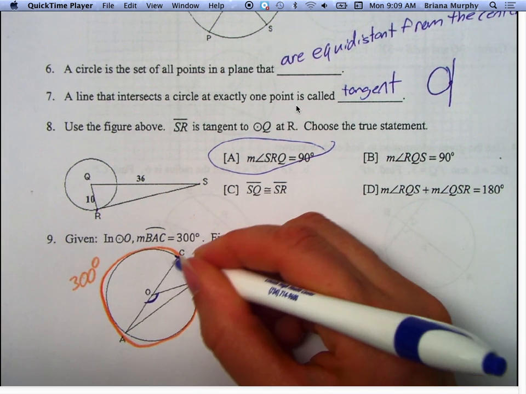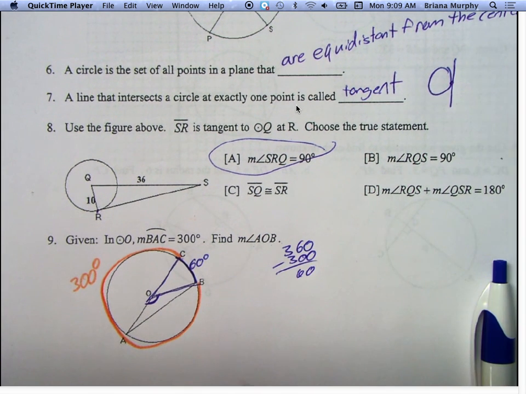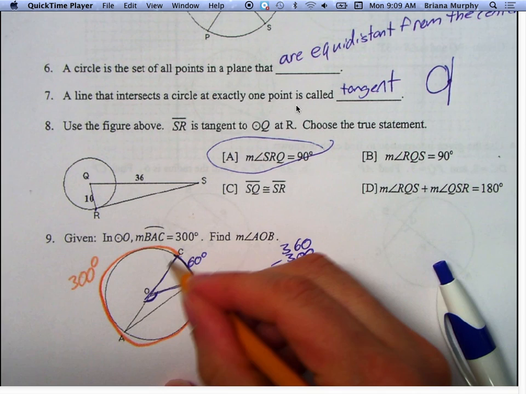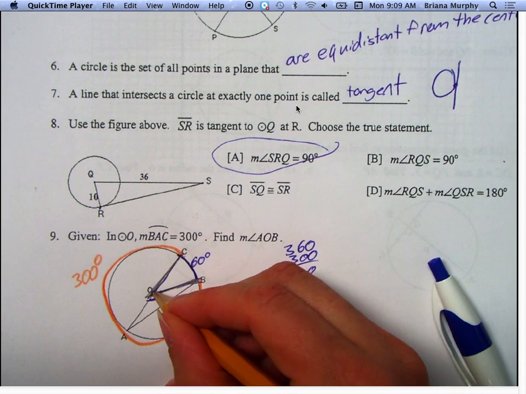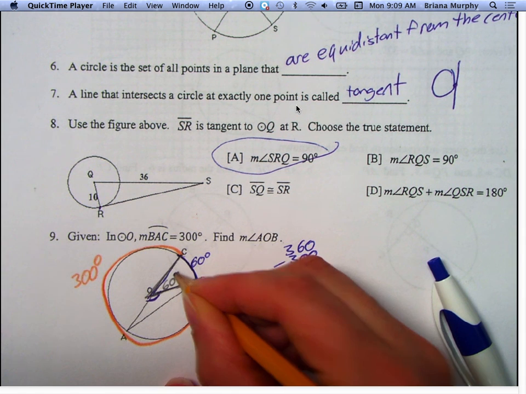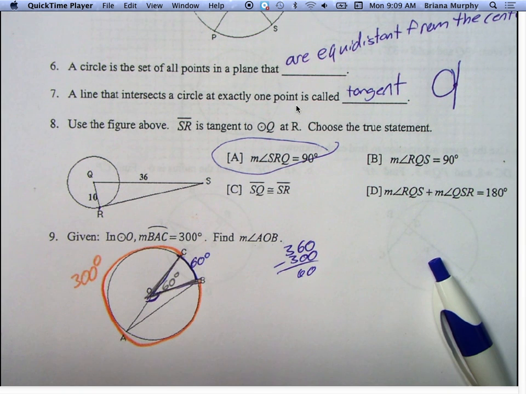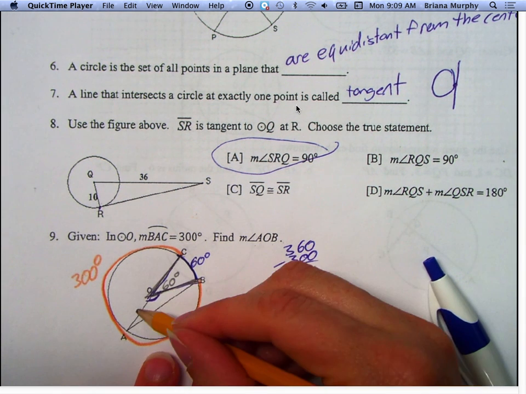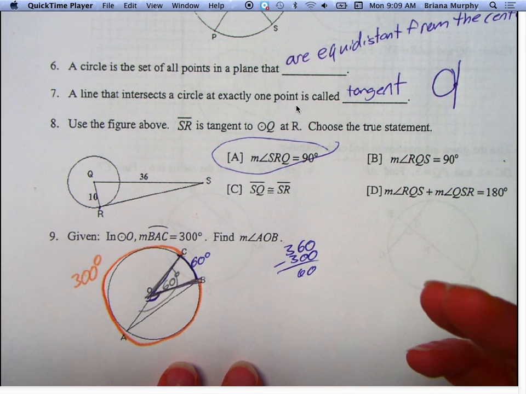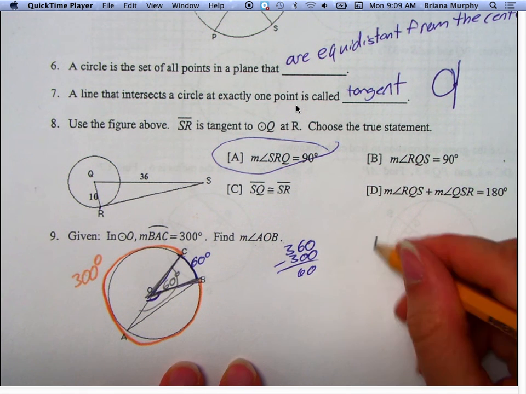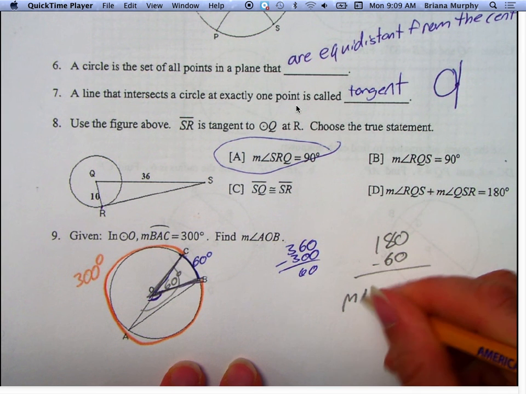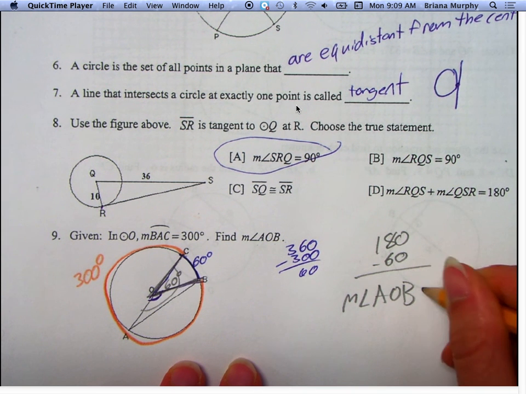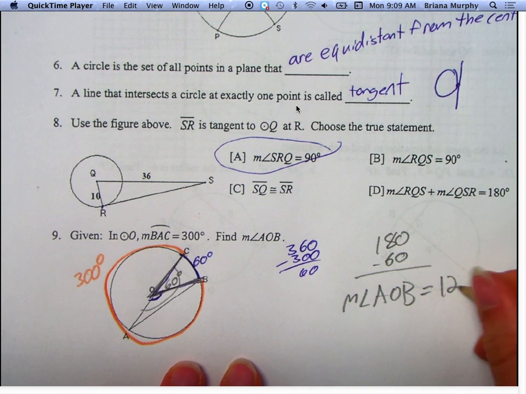And this is a what right here? This angle right here. What do we call it? Is it an inscribed angle? Central angle? What is this? Central angle, and central angles and arcs are the same, correct? Now, do we see that these two angles added together would equal 180? So 180 minus 60 leaves us with the measure of angle AOB equals 120 degrees, right?